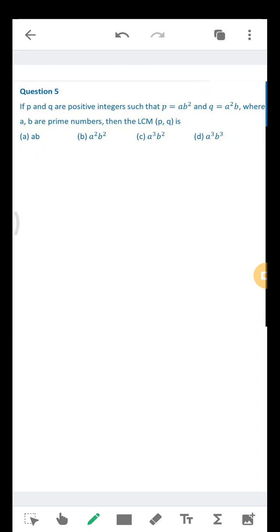Next question. This is a new type of question which we did not see in the textbook questions. You learn how to find the LCM and HCF of numbers, but here we don't have numbers, here we have some variables. So how to find the LCM and HCF? We'll learn both the things. So P is equal to AB square is given to us, and Q, there is one number Q which is A square B.